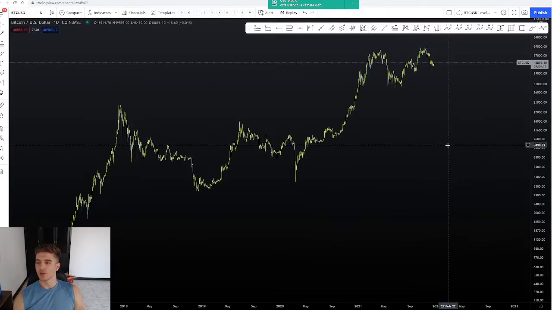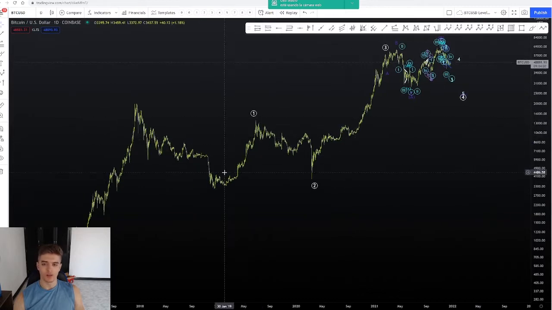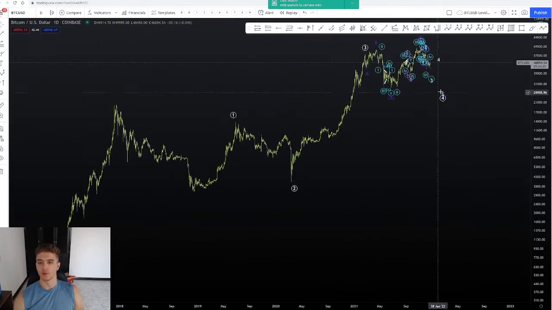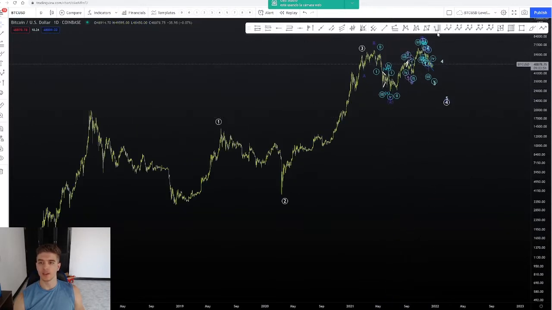I'm going to first start off by showing you my preferred count, which would be this count right here, where this is all wave A, or rather wave 1. This is all wave 2, up for the wave 3, and then we're currently in the wave 4 through an expanded or running flat.